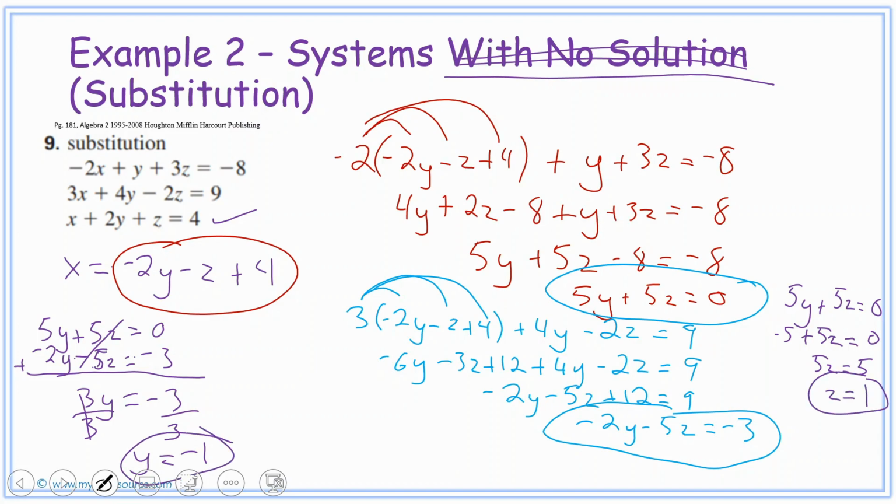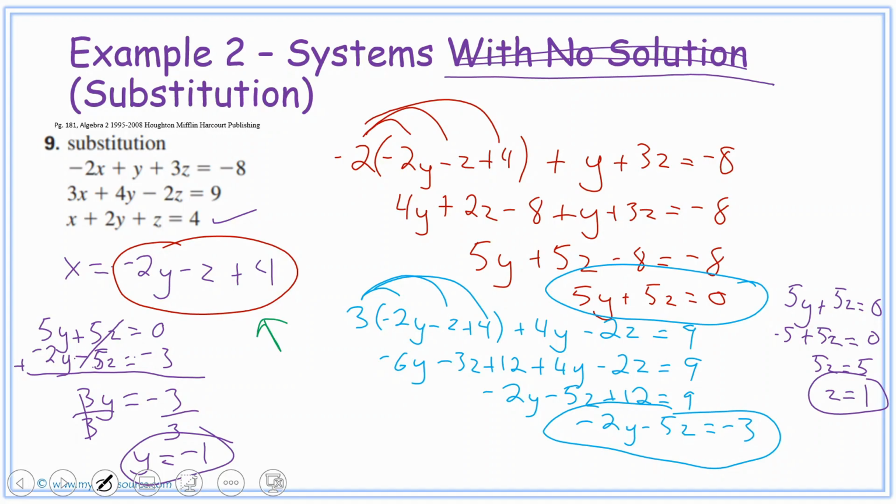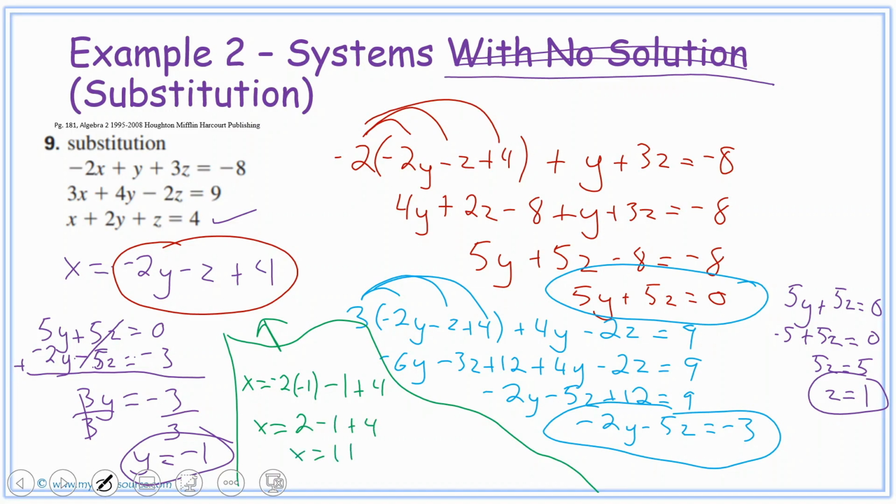So we have z equals 1, y equals negative 1, and then we just need to find our last one. We could do that by using our x equals equation. We're going to have x is equal to negative 2 times negative 1, that's our y, subtract z, which is 1, plus 4. So x is going to be equal to positive 2 minus 1 plus 4. That's going to be x equals 1 plus 4. So therefore x equals 5.